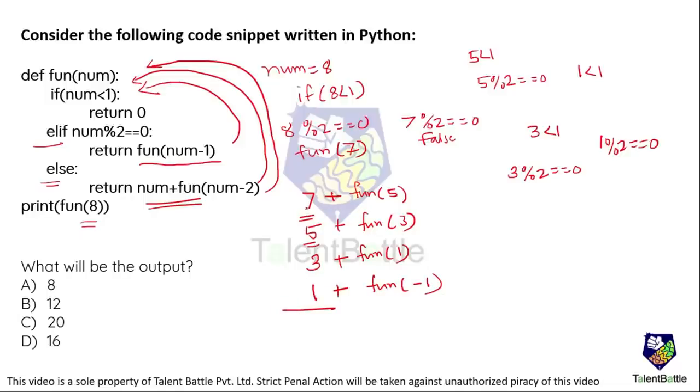Okay, now if I check these iterations and add these num values, whatever I have been provided with, so 7 plus 5 is 12, 12 plus 3 is 15, plus 1 is 16. So this is the output that I received.